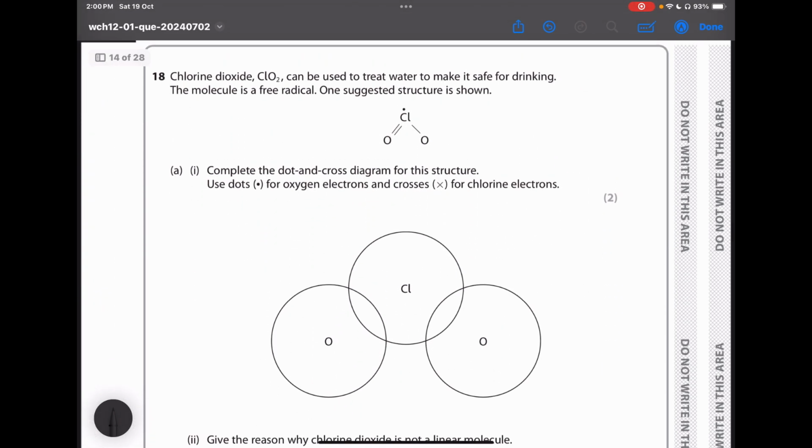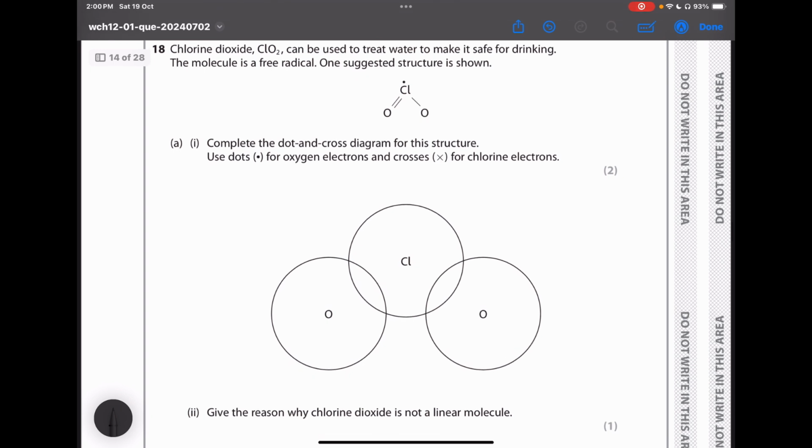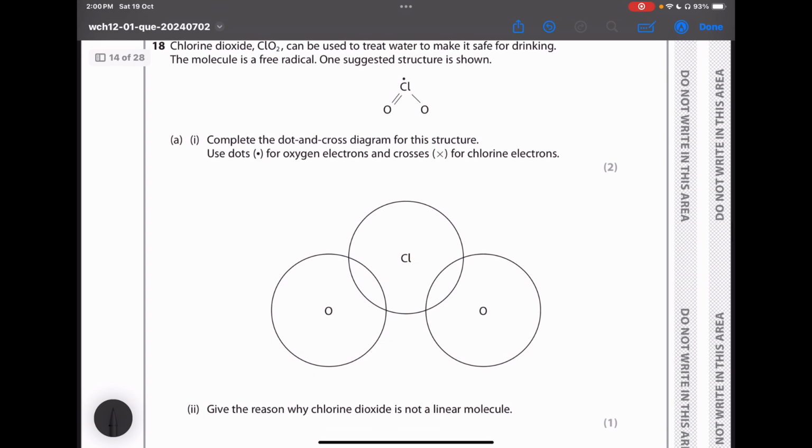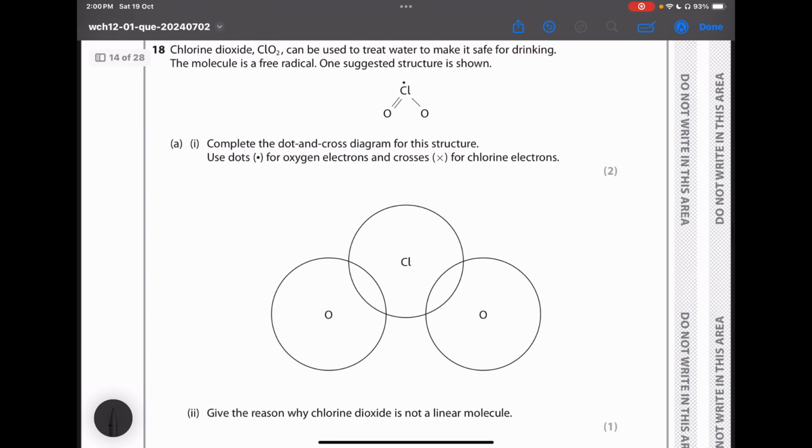Next, question number 18. Chlorine dioxide, ClO2, can be used to treat water to make it safe for drinking. The molecule is a free radical. One suggested structure is shown. Complete the structure using dot and cross. Okay, we need to use dots for oxygen and crosses for chlorine. Now, the free radical is on top of chlorine. To make that happen, we need to have an unpaired electron on chlorine, right?